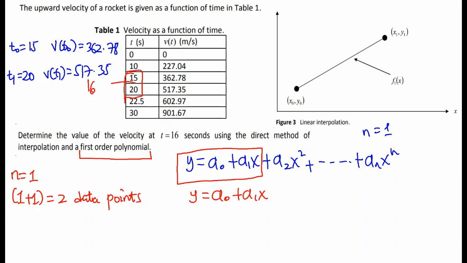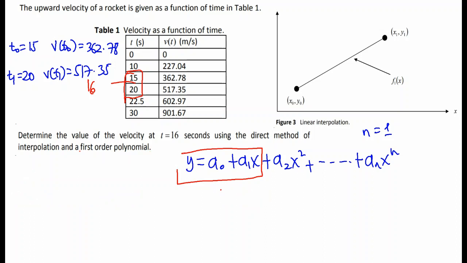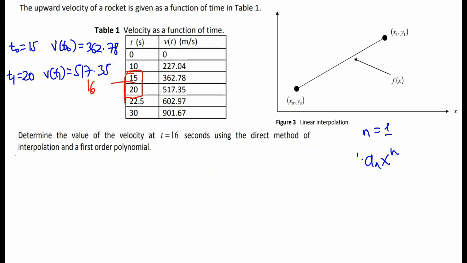All right, so now let's get our equations. We're going to have v of t, because our y is now v of t. So v of t is equal to a naught plus a1 multiplying t. This is the general formula that you are going to use. Let me rewrite this again. This looks too thin. So you have v of t equal to a naught plus a1 multiplying t.